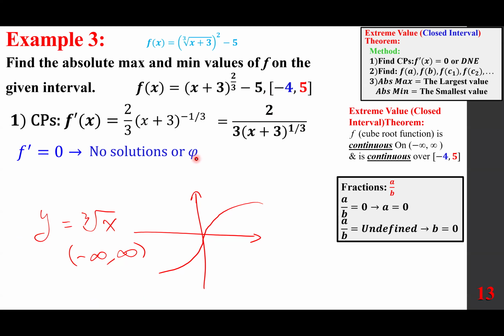F prime does not exist, meaning the fraction is undefined, you set the denominator equal to 0. Clearly, this is 0 if x is negative 3. Everybody can clearly see that. Now the question is, is negative 3 in between? The answer is yes. Therefore, negative 3 is an element of I.